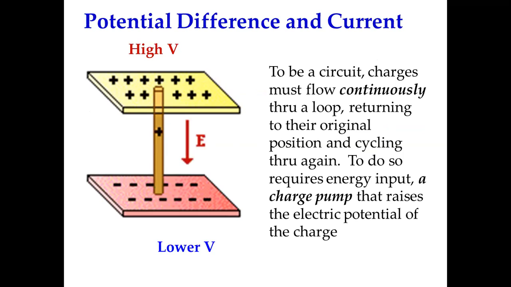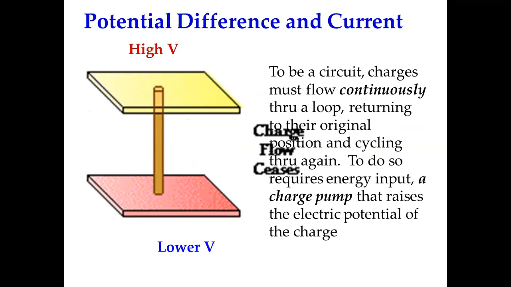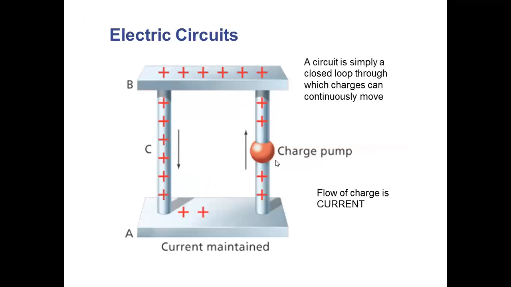But it requires an energy output. Obviously, to move the charges, we need an energy output, like a charge pump that raises the electrical potential of the charge. Here we can see the charge pump, and the charges move from higher concentration towards lower concentration, and the charge pump is pumping up the charges, and then charges are flowing in the circuit and the current is maintained. And this one is the closed loop circuit in which the charges are continuously moving.